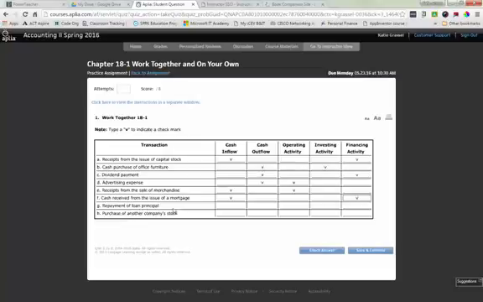Repayment of our loan principal. Okay, so repayment meaning we're paying it back. It's going to be a cash outflow. And then again, because we're dealing with money or a loan, it's going to go under our financing activity.